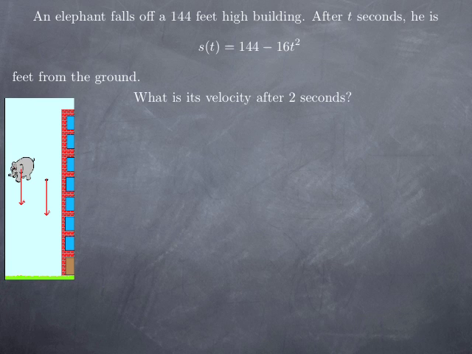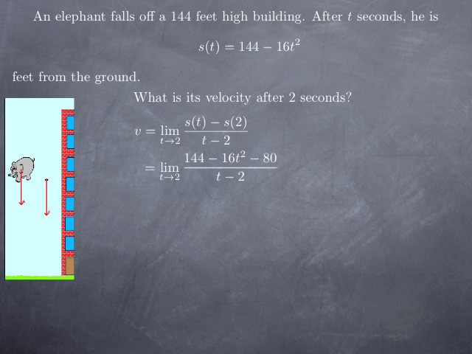And we want to know what is its velocity after 2 seconds. So its velocity after 2 seconds is going to be the limit, as t is approaching 2, of the average velocities on the interval of time between time 2 and time t. In other words, of the difference quotient s of t minus s of 2 over t minus 2.